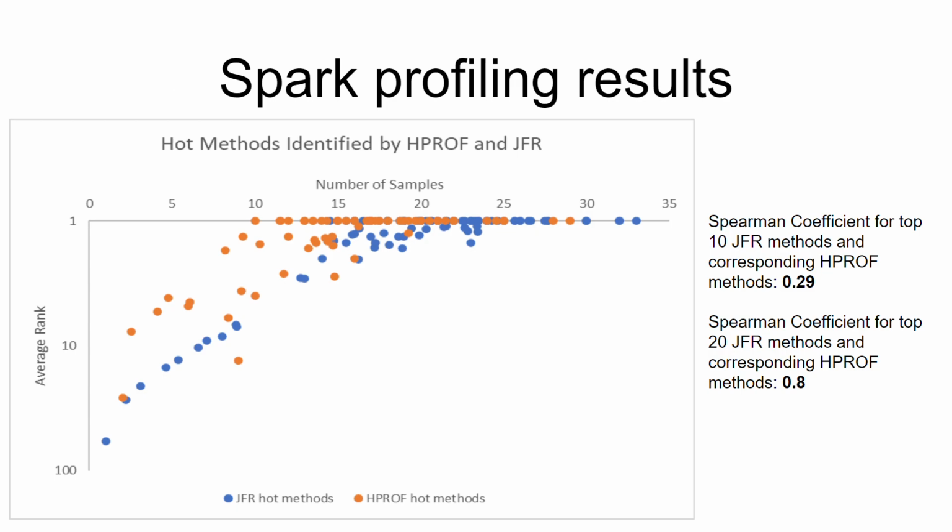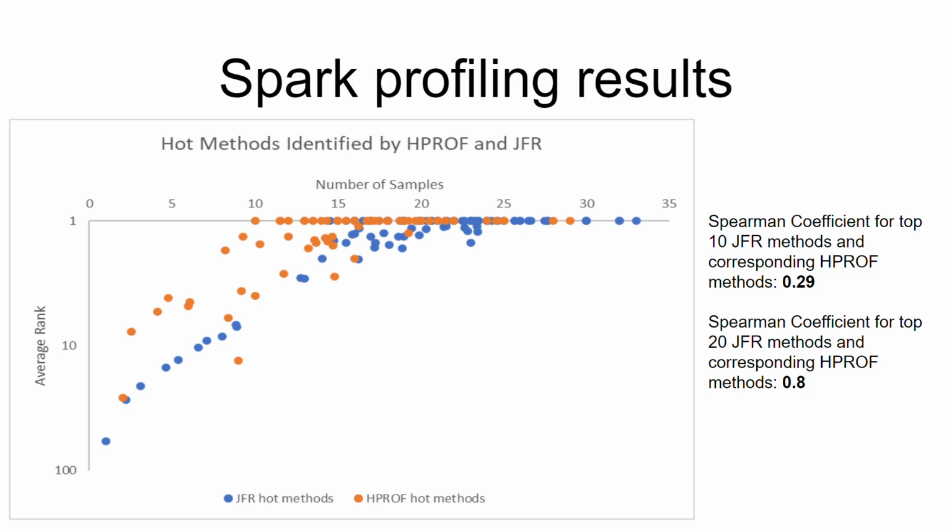It might look a little confusing, but what we're seeing here is that each blue dot is a JFR method. First we profiled the program with JFR. We put in the average number of samples and the average rank for each method, so that's the blue dots. And then we profiled the program with hprof. Every time we saw a function with hprof that we had seen with JFR, we plotted it as an orange dot. What we care about here, and these coefficients on the side, is the correlation between JFR functions that we saw and the corresponding hprof function.